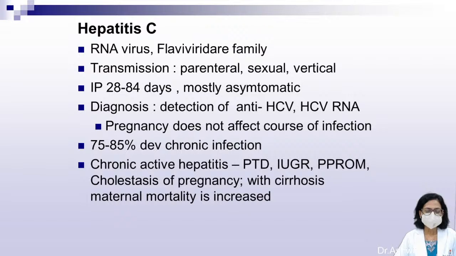If there is chronic active hepatitis, then preterm delivery, growth restriction, rupture of membranes, cholestasis of pregnancy, etc. occur, and maternal morbidity may be increased.